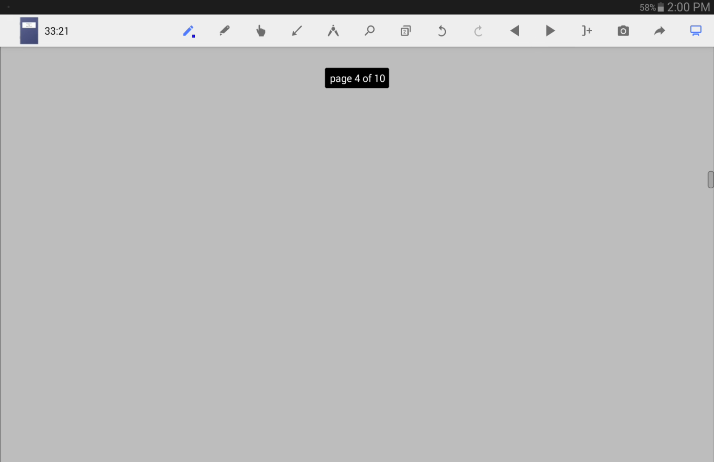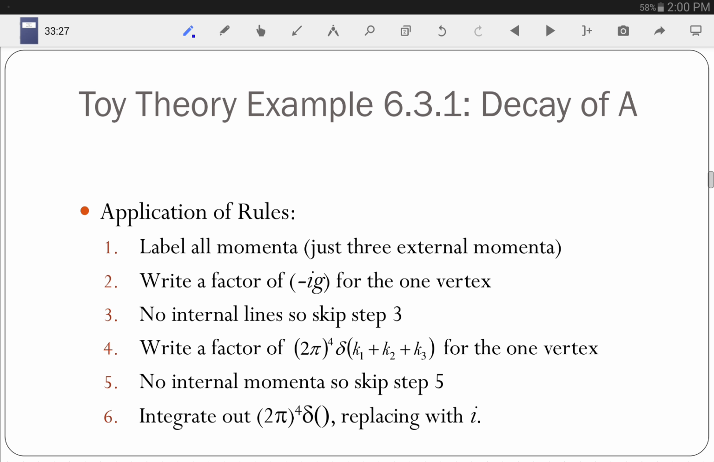So we have those rules, and we're going to apply them, because seeing the rules and applying the rules are two completely different games. Anybody can see them. So we're going to start with the decay of A. So what we have is, here's A.